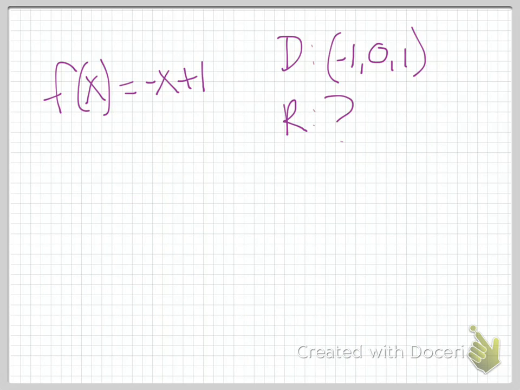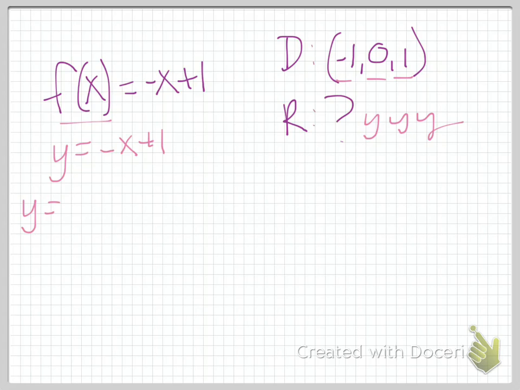Okay, so for this one, a lot of people get confused when I put f of x. F of x means function. It's just a fancy way to confuse you in math. So if I have f of x, I'm just going to change it to a y to make it easier. Okay, so again, I have 3 different x values, and I need to find my 3 different y values.